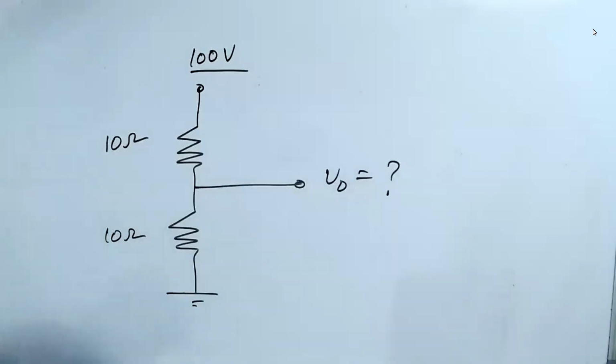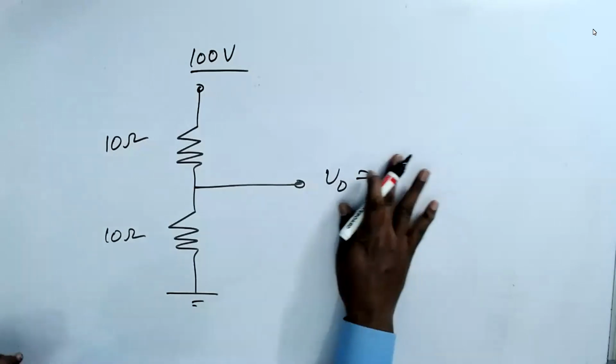Now you know why I discussed this in the electrical session. This is the voltage divider. If you don't understand the voltage divider, you never understand electronics. The full electronics is voltage divider. Please, what is V naught? V naught is equal to 50 volt.